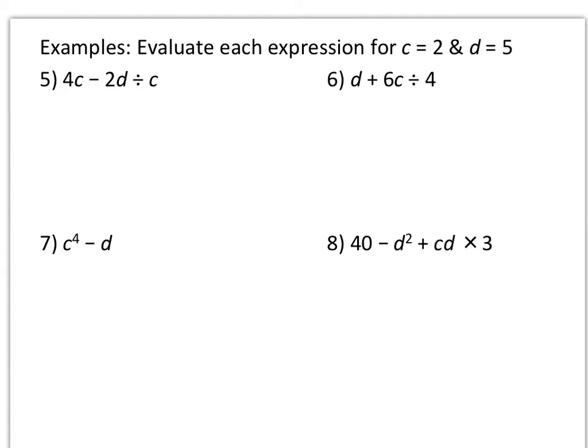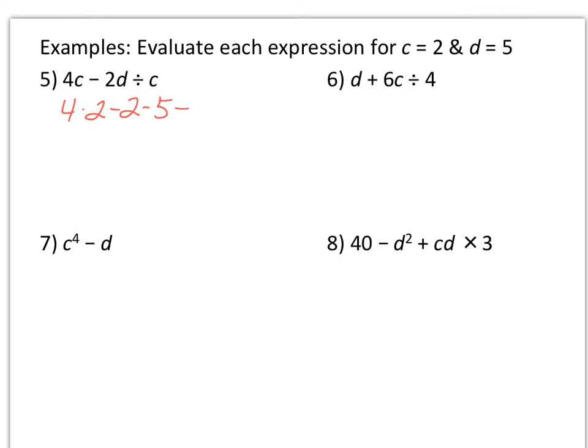Okay, in our next set of examples, we're going to look at evaluating each expression, which means that we substitute in values for our variables, and then we follow the order of operations, just like in our last examples. So here, it says evaluate each expression for c equals 2 and d equals 5. So anywhere we see a c, we're going to substitute in 2, and anywhere there's a d, we'll substitute in 5.